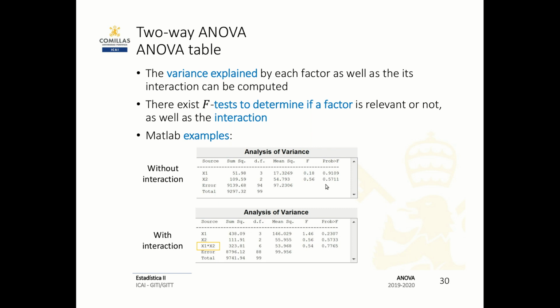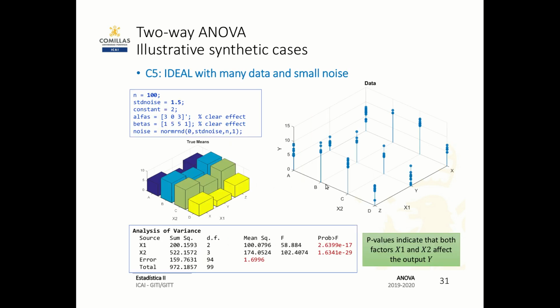Let's see this with some examples. So let's say that we have 100 observations, and these are the alphas, these are the betas. The alphas, not all of them are equal, the same for the betas, not all of them are equal, and then the standard deviation of the noise is 1.5, and the mu is 2.